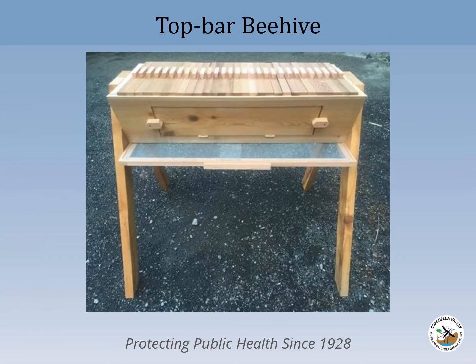The other one is the top bar, where the bee frames are arranged horizontally, not vertically. Each bar containing comb and honey is pulled up and out of the beehive from the top.